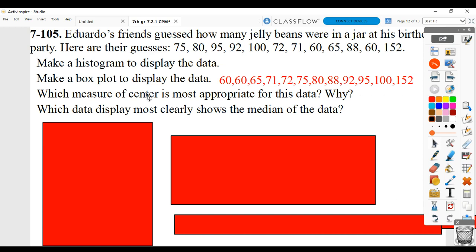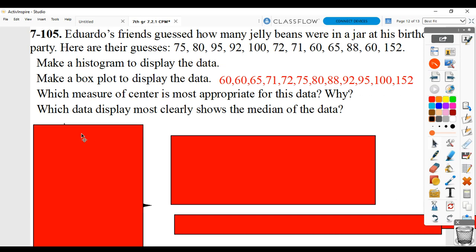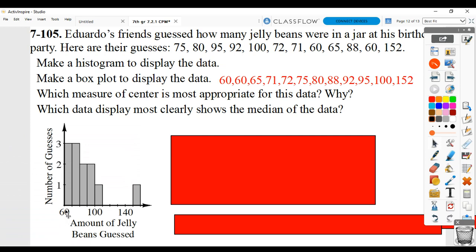To make the histogram for that, I'm going to break it into sections of 10, so 60 to 70, 70 to 80, 80 to 90, and so on. I have 3 values between 60 and 70, so that's the height of that bar. I have 3 values from 70 to 80, that's the height of that bar, and so on. We need to include these values, even though there's no data for that. There just won't be any bars in that section.